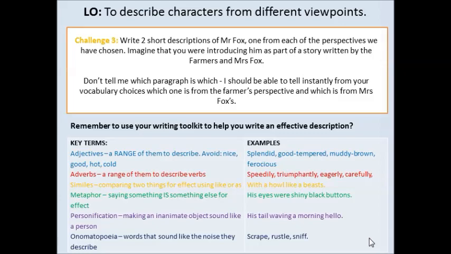The third challenge is my toughest challenge of all today. This one is to write 2 short descriptions of Mr. Fox, one from the farmer's viewpoint and one from Mrs. Fox's viewpoint. So I want 2 paragraphs, both describing the fox, but I should be able to tell who's writing them from the words and phrases that you've chosen. Imagine that you were introducing him as part of a story, but part of the story is written by Mrs. Fox and part of it is written by the farmers. The other part of the challenge is to not tell me which paragraph is which, because I should be able to tell from the words that you've chosen which one you've written as the farmers and which one as Mrs. Fox.